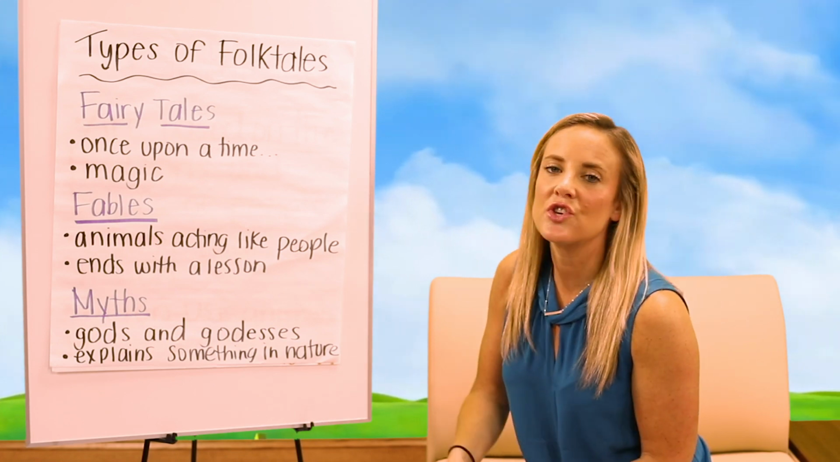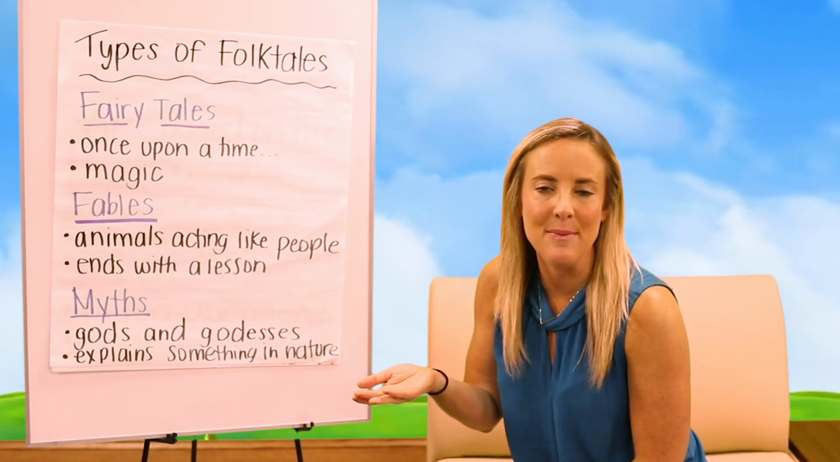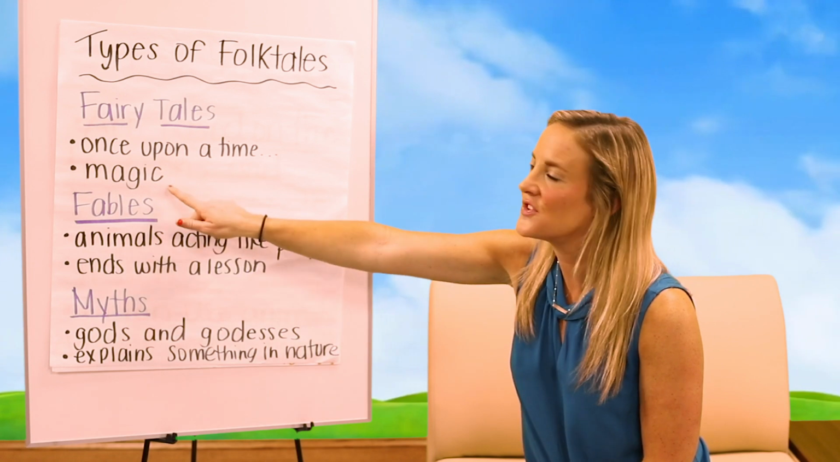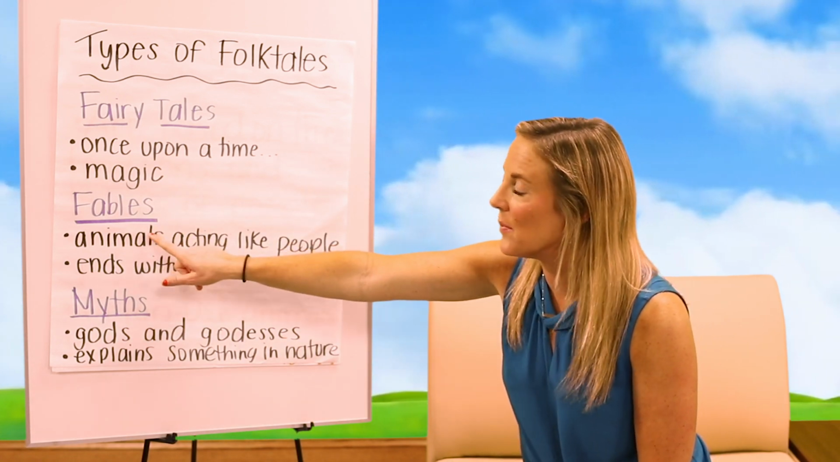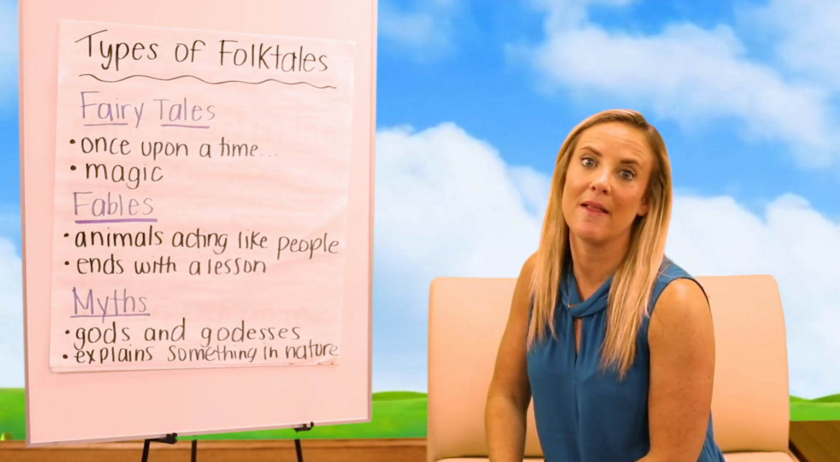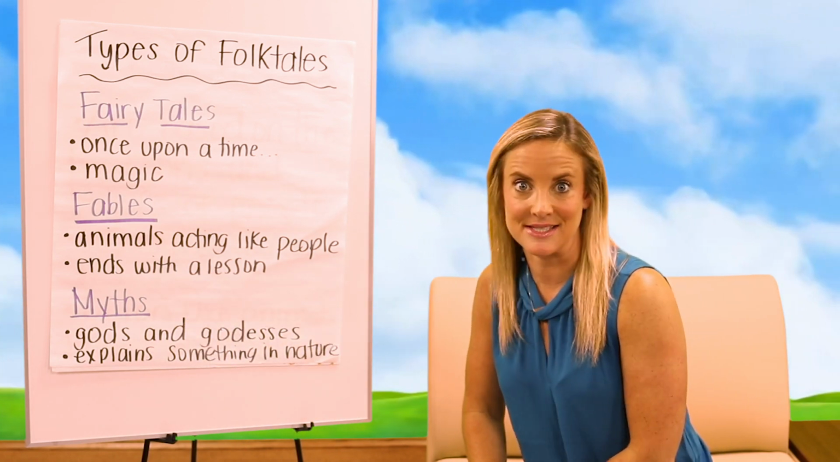Fairy tales usually have things like once upon a time at the beginning of our story, and often you're going to see magic used in the text or the story. A fable typically has an animal acting like a person, and then it ends with a lesson.